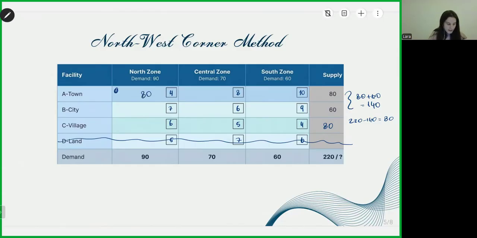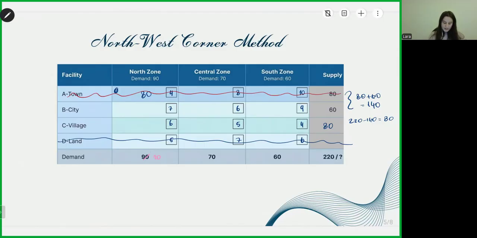So if we write 80 here, we cannot supply more demand from A town. So I'm going to cross this one out. We can't use A town no more. And then we are going to look at North Zone. Demand is 90. I already supplied 80 of them, so we have 10 left.